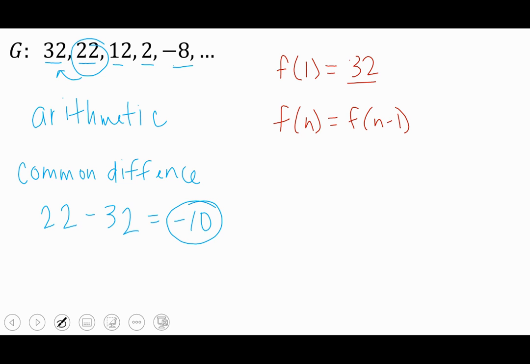So that would go here. And to get to the next term, you subtract 10. So -10 would go at the end of that statement. And then the third part of writing a recursive formula is to state the domain. So if the first term is f of 1, then the domain is all of the n values past 1, so n greater than or equal to 2.